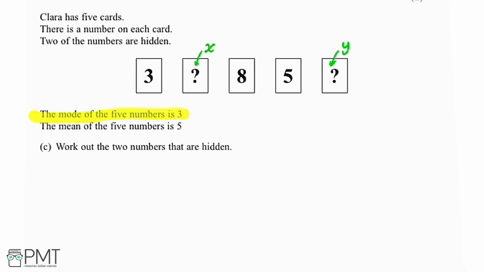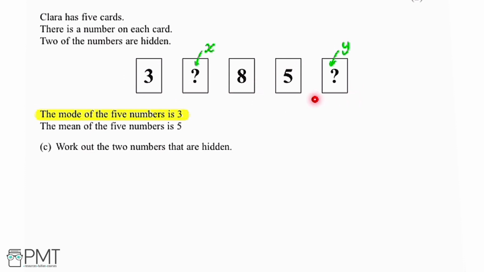We're going to look at this line first. The mode of the 5 numbers is 3. So the mode is essentially saying the most common. So this is basically saying the most common number within the 5 of them is 3. Currently, out of the cards that we know the value of, we've got 1, 3, 1, 8, 1, 5. So within those 3, they're all equally as common.